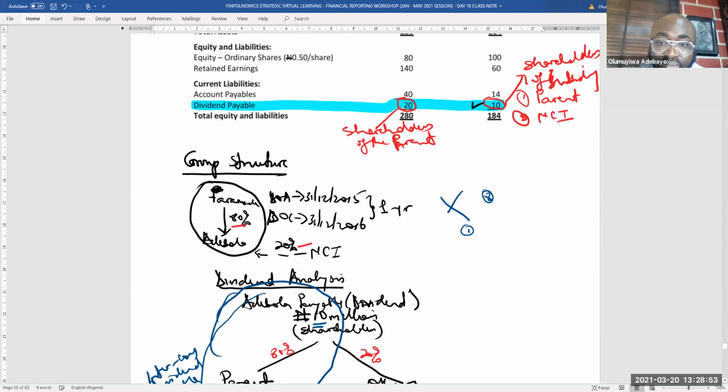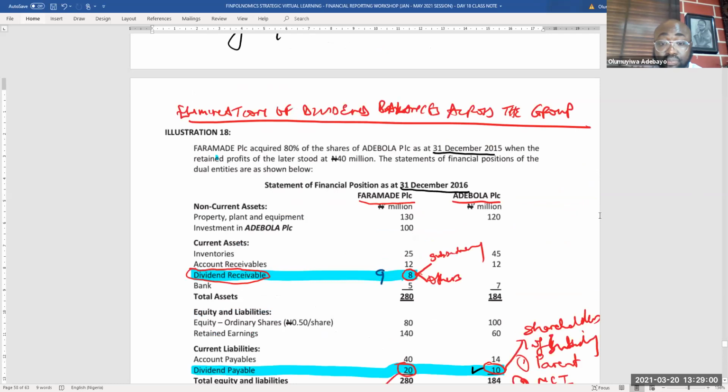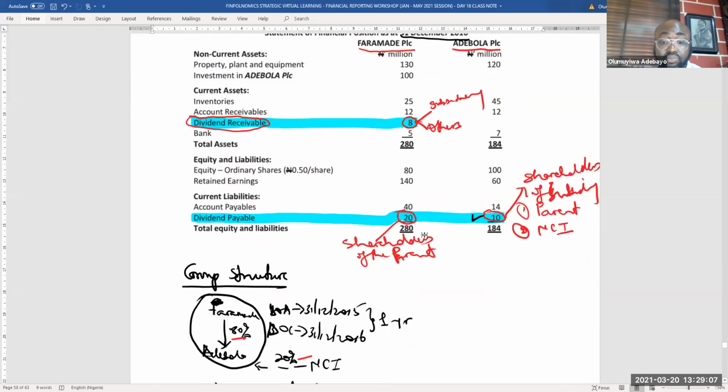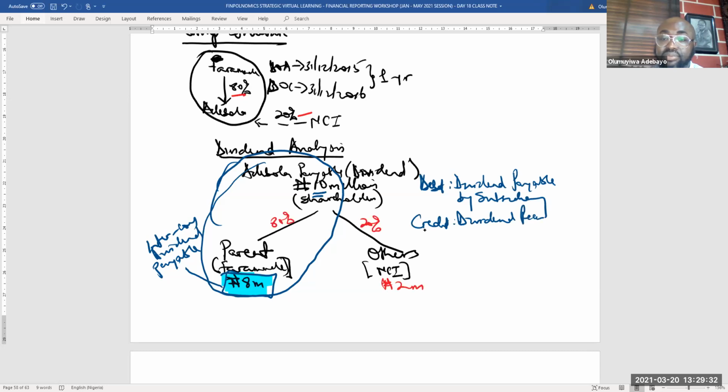Now, in that case, what do we do? We pass the entry and say, debit dividend payable by subsidiary, and credit dividend receivable from the subsidiary. How much? 8 million.